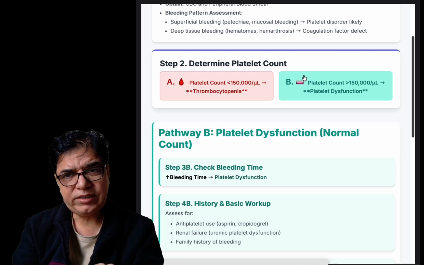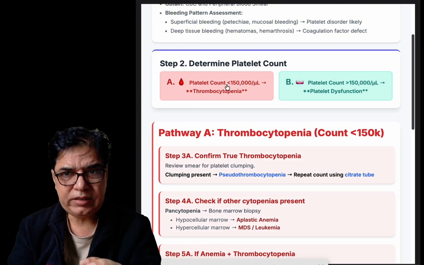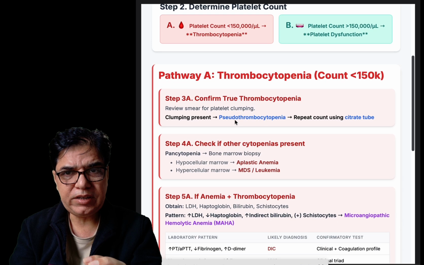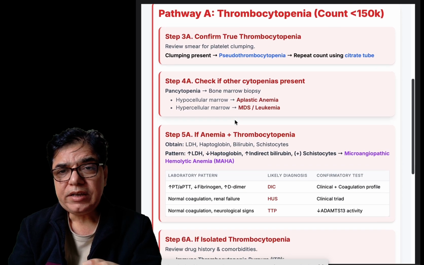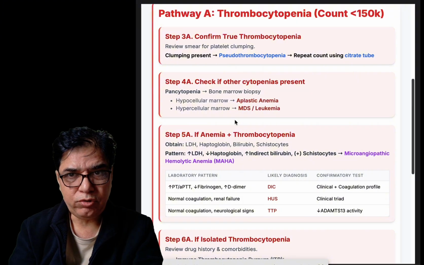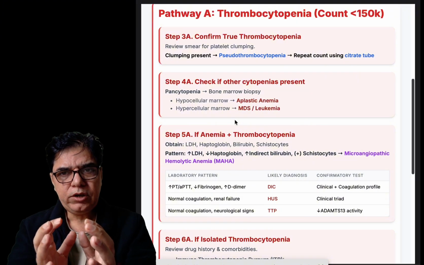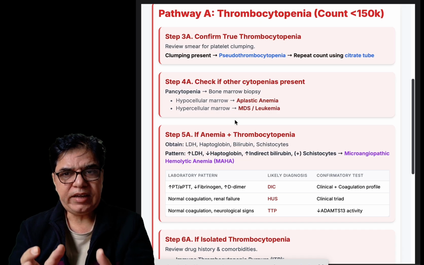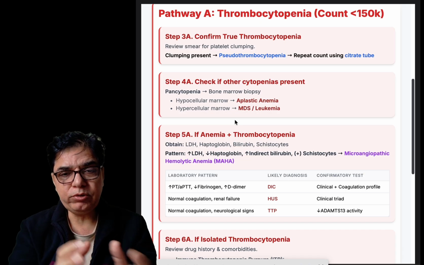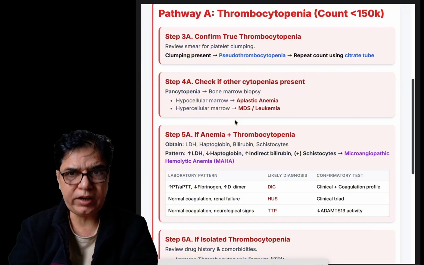So first of all, let's talk about what we would do if the platelet count is low. If the platelet count is less than 150,000 per microliter, this is what we call thrombocytopenia. So the platelet count is low. It means that there is some form of thrombocytopenia. Now, there could be two scenarios here. One is that it is an actual true thrombocytopenia. What does that mean? That in fact the platelet count is on the lower side.